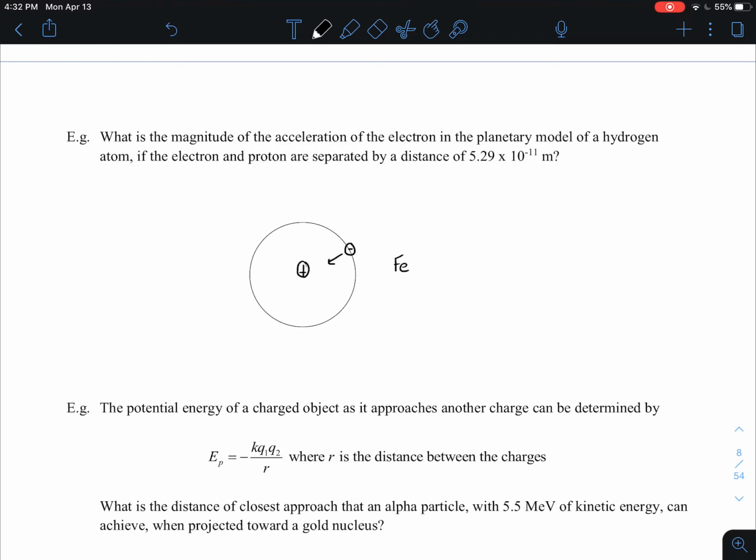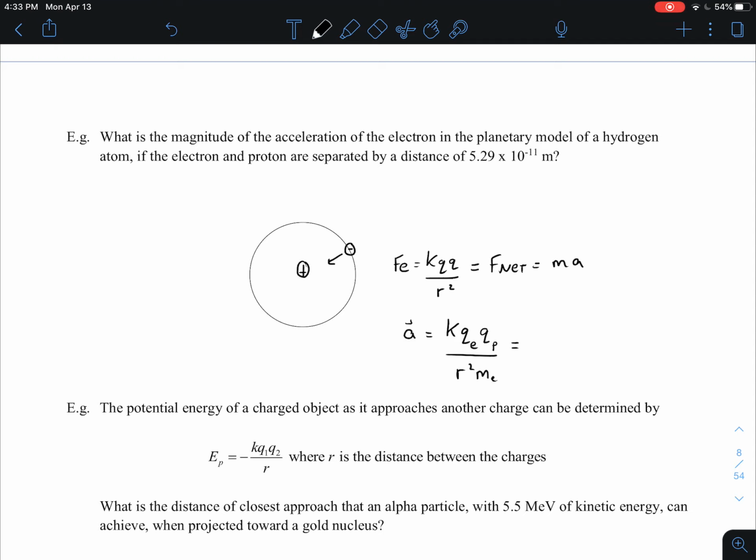The electrostatic force in this case, we can use the equation of kQQ over r squared. And since we're trying to solve for an acceleration, we can also make this equal to the only force, so that's a net force, which is going to be equal to ma. So in this case, if we want to solve for the acceleration of the electron, we're just going to say that a is equal to Coulomb's constant, the charge of the electron, the charge of the proton, divided by the radius squared, and then divided by the mass of the electron.